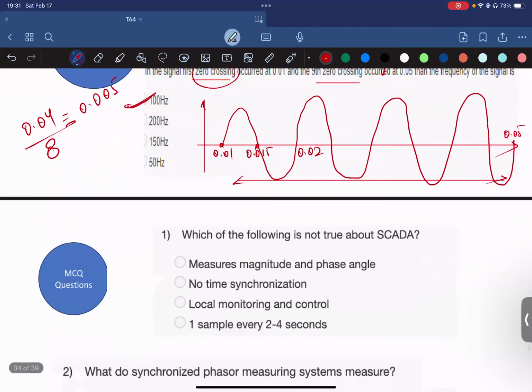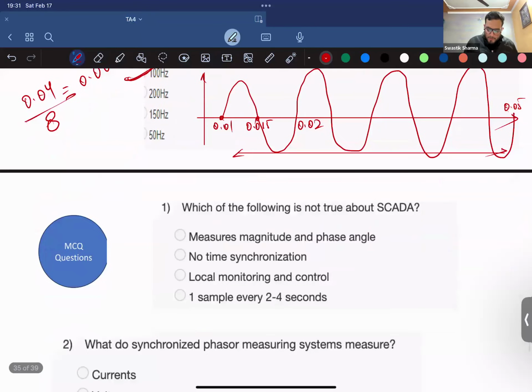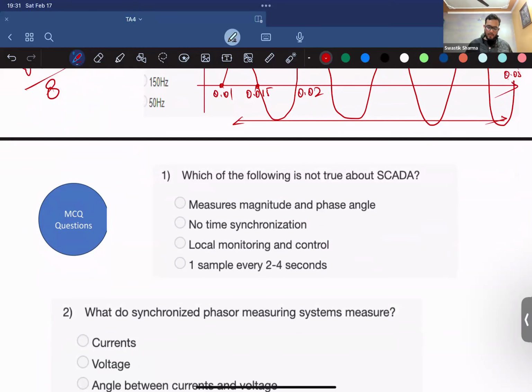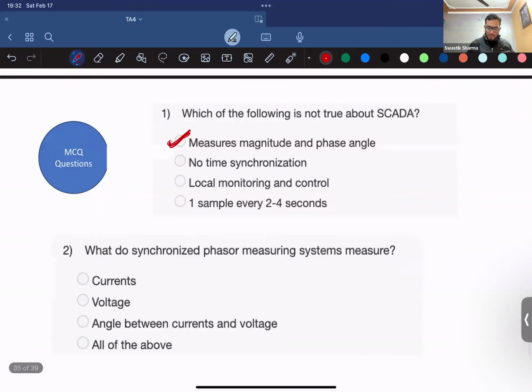Next question. Which of the following is not true about SCADA? Can anyone tell me the correct answer? A. Yeah. So it does not measure the phase angle. It only measures the magnitude. So this is not a true fact about SCADA.